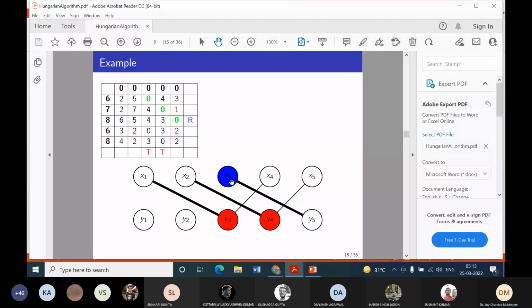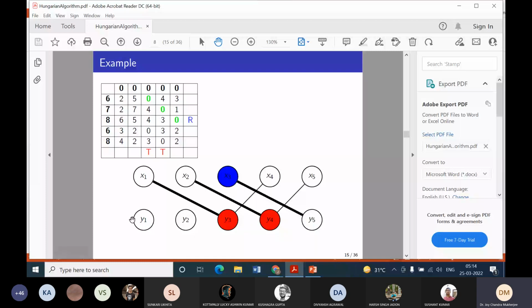Now, from the Koenig-Egervary theorem, I know that in a bipartite graph, maximum matching is equal to minimum cover. So from this we can find the minimum cover also. How? You can use the Koenig-Egervary theorem. If you go through the proof of the theorem, you will know how we can get this minimum cover from it. Okay, so here the minimum cover will be y3, y4 and x3. So that will cover all the edges of this graph.